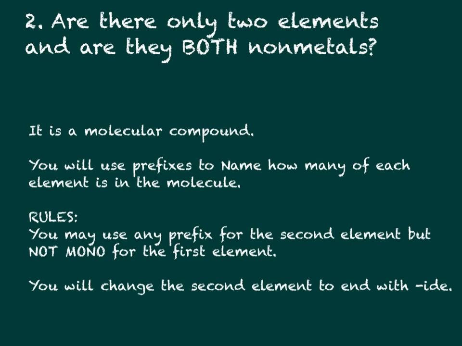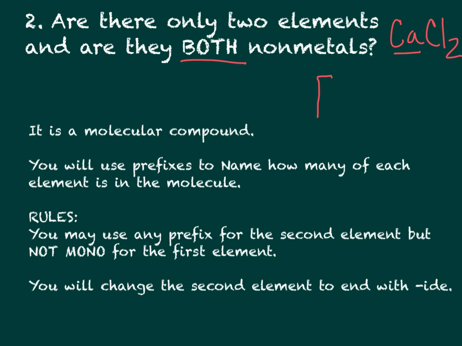So if we've passed question number 1 and our compound does not start with hydrogen, so again we're back to our example being CaCl2, then our next question is, are there only 2 elements and are they both nonmetals? Okay, so here, yes, there's only 2 elements, but calcium is a metal, so it's not both nonmetals. Now, how do I make sure that I know if something's a metal or a nonmetal?